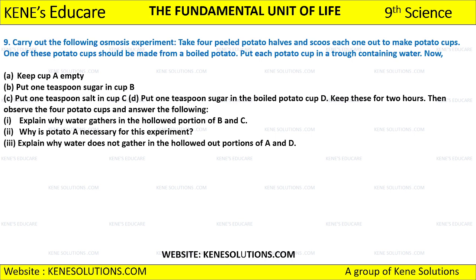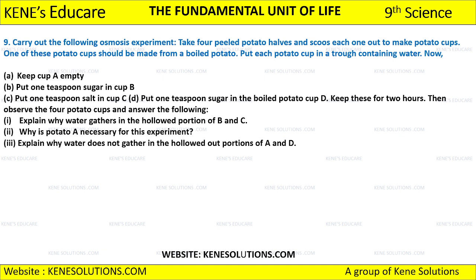Now here we have the ninth question: carry out the following osmosis experiment, where you need to take 4 peeled potato halves and scoop each one out to make potato cups. One of these potato cups should be made from a boiled potato, and put each potato cup in a container containing water. Now keep cup A empty. Put 1 teaspoon sugar in cup B. Put 1 teaspoon salt in cup C. Put 1 teaspoon sugar in the boiled potato, cup D, and keep this for 2 hours.